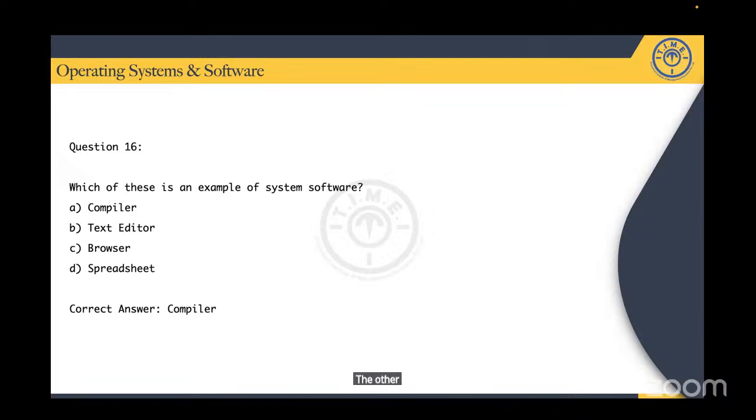The other options: text editor is an application software. Browser, again, is an application software. And spreadsheet is also an application software because it runs and helps the user.